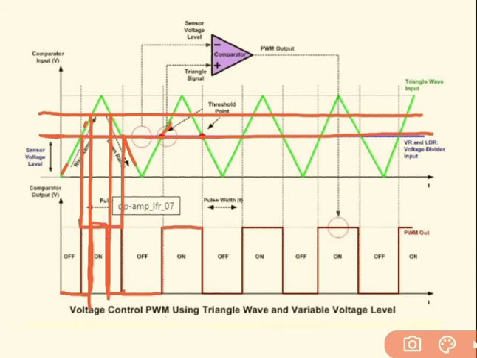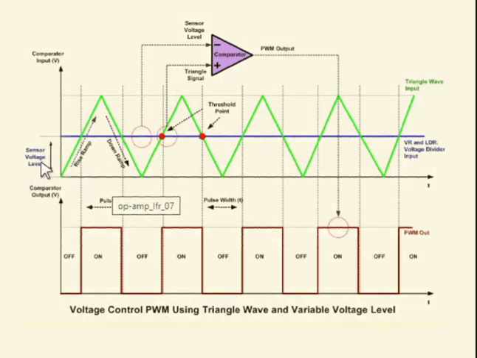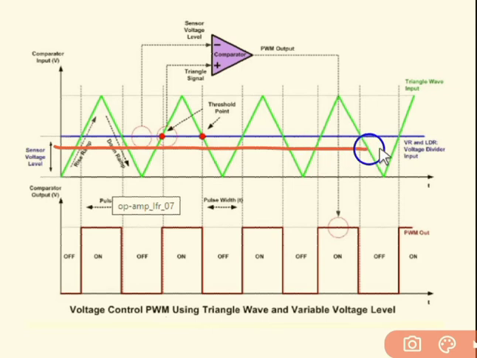In the second case, if the input voltage is decreased from 230 volt to some lower value, the output of the chopper also decreases. So we have to increase the duty cycle, that means the on time increases. So extend this point and this point. Now the pulse width is this, which is higher than the previous value. That means the output of the chopper will increase.